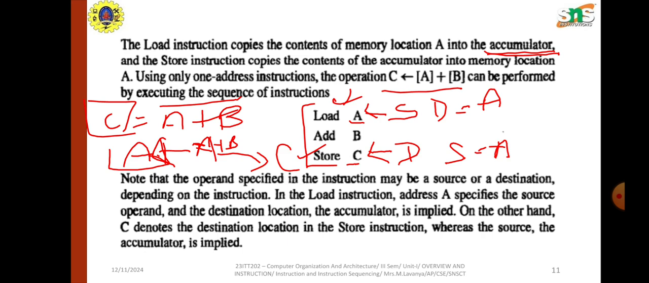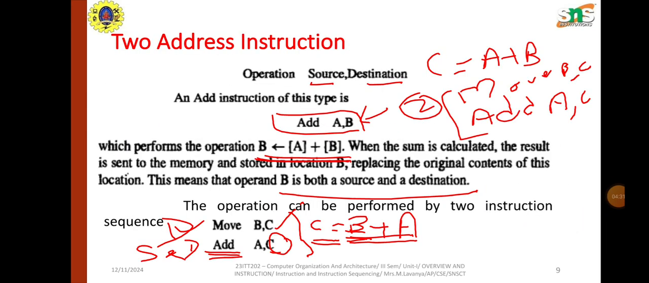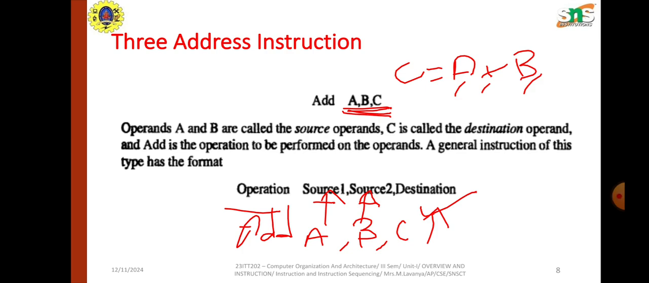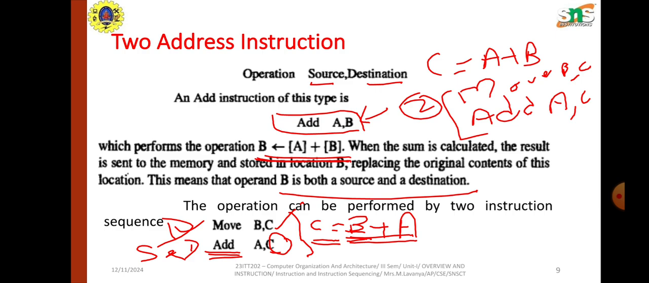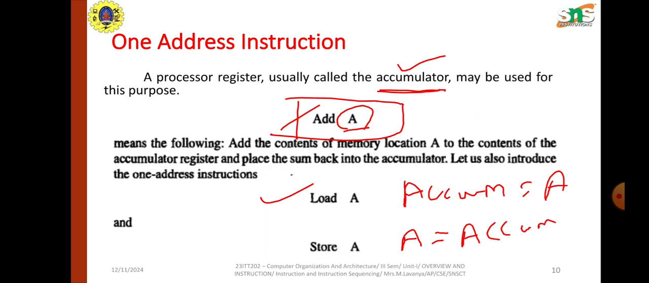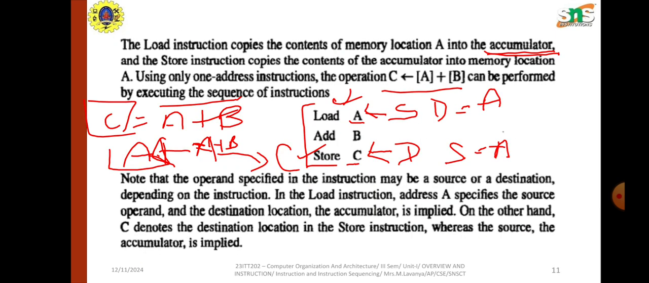Okay, so consecutively we have seen the same example of C is equal to A plus B, whereas in 3 address location it is of single instruction line, add A comma B comma C, whereas in 2 address the number of steps has increased into 2 instructions, move B comma C followed by add A comma C, and in 1 address it is further increased into 3 steps of instruction which involves load A, add B and store C.